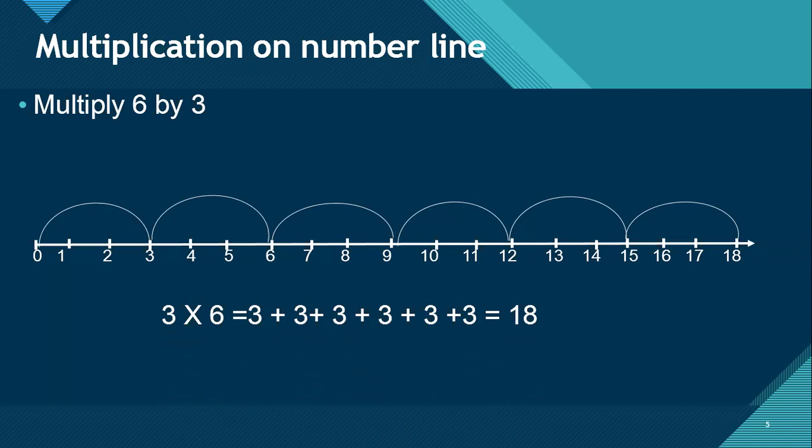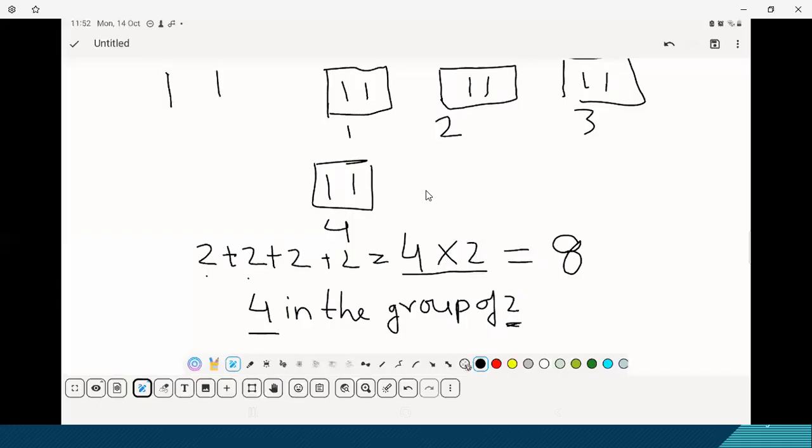So we will read it as 6 in the group of 3. That will be 6 multiplied by 3. I hope it is very clear. Let's see one more example on number lines.